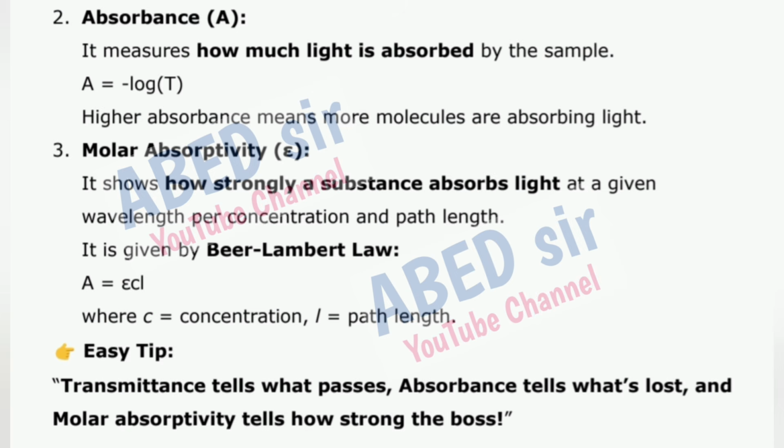It shows how strongly a substance absorbs light at a given wavelength per concentration and path length. It is given by the Beer-Lambert law: A = εCl, where C is the concentration and l is the path length. Easy tip: transmittance tells what passes, absorbance tells what's lost, and molar absorptivity tells how strong the boss is.